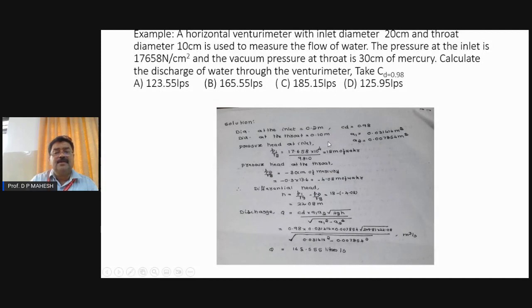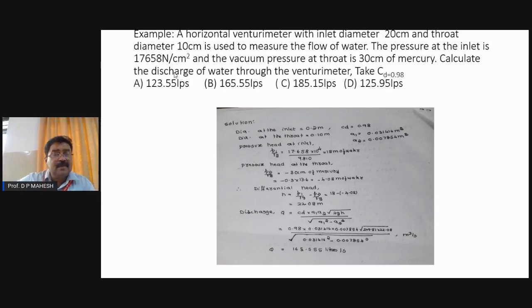Now, the pressure head at the inlet. The pressure at the inlet is 70,658. Pressure heads are denoted as P by rho g in general. So the pressure at the inlet is P1, and the pressure at the throat is P2. When I say pressure head, it is always P by rho g.